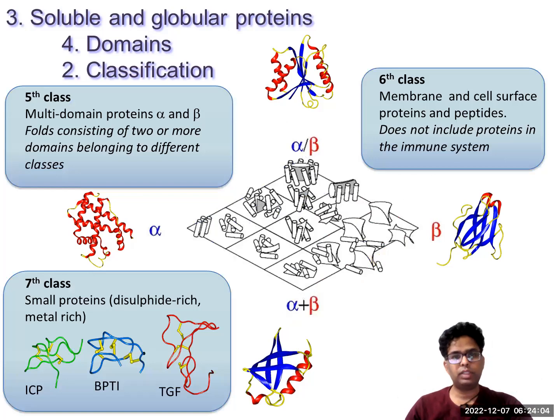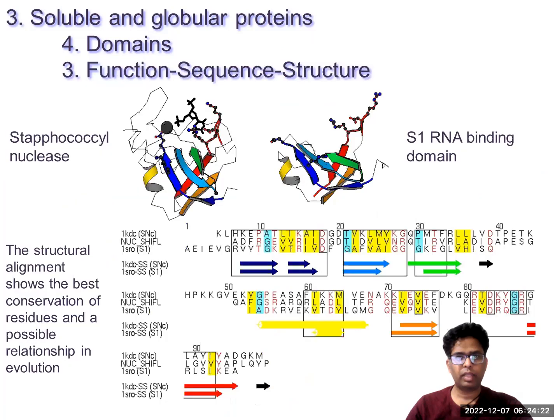So these are some other regions that are also possible. Some multi-domain protein alpha-beta folds consist of two or more domains belonging to different classes. These are some other terms, but ultimately just keep these words in mind: alpha, alpha plus beta, alpha by beta, beta.